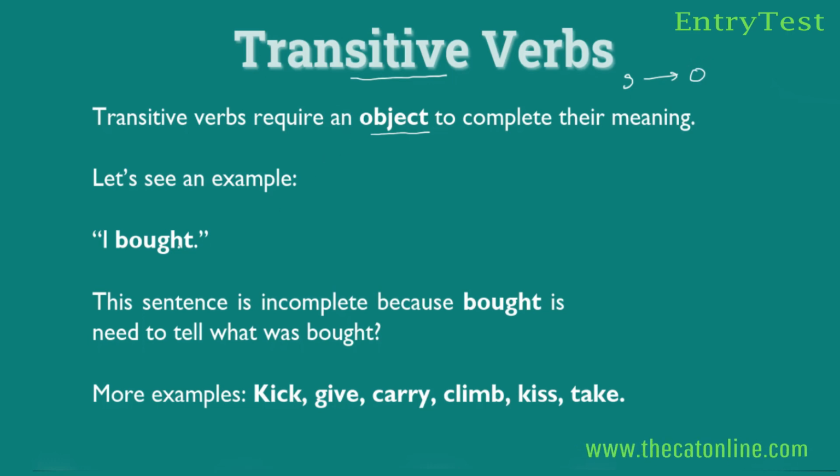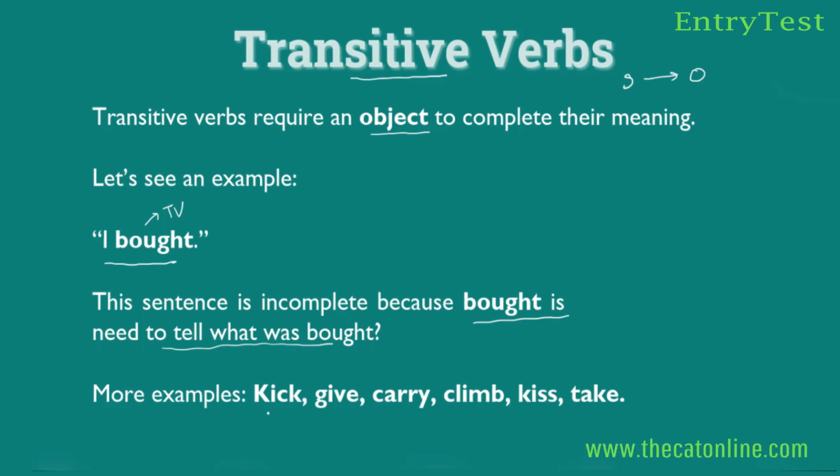For example, I bought. Now bought is a transitive verb. So this sentence is incomplete. Its meaning is incomplete because you are not telling what you have bought. Okay, so it is incomplete because bought is a transitive verb. You need to tell what was bought. क्या खरीदा आपने? Okay, और example देखते हैं.